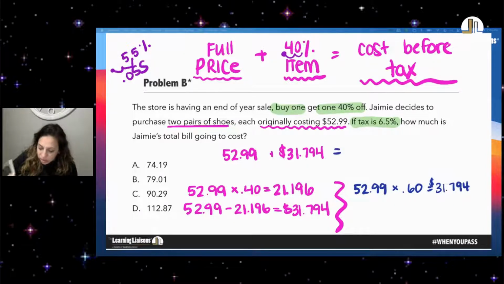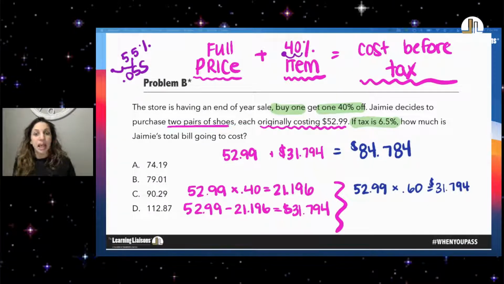If I add those together, I get $84.78 with a fraction of a cent. That's my cost before tax. That does not include my 6.5% of tax. Now I have to go ahead and add that 6.5% of tax.